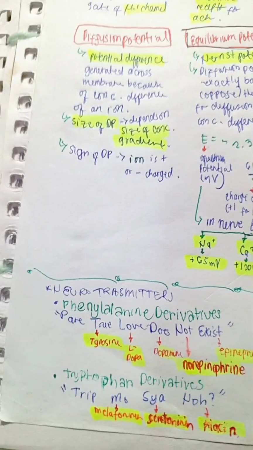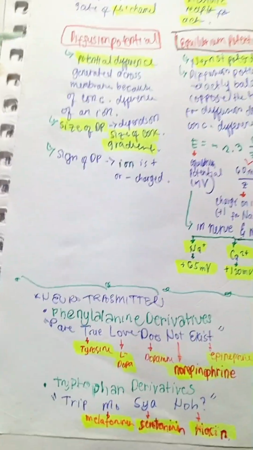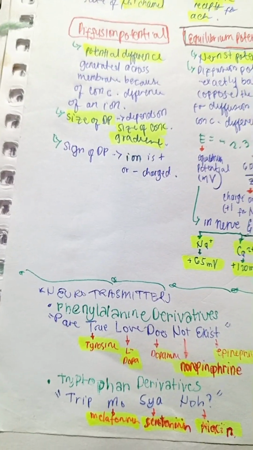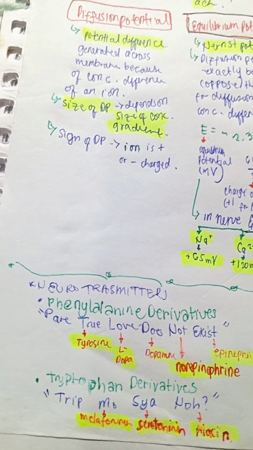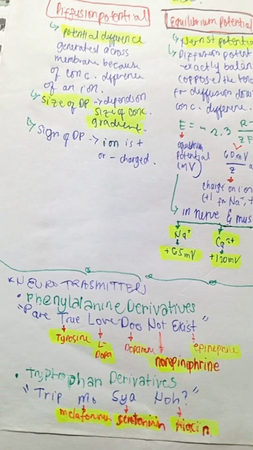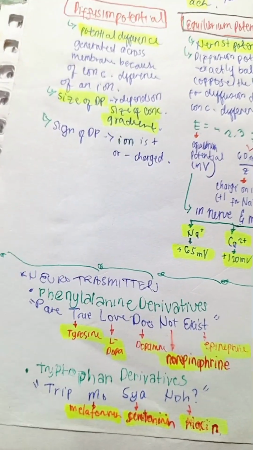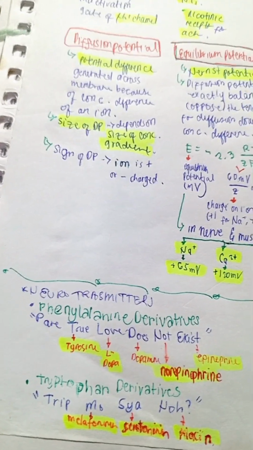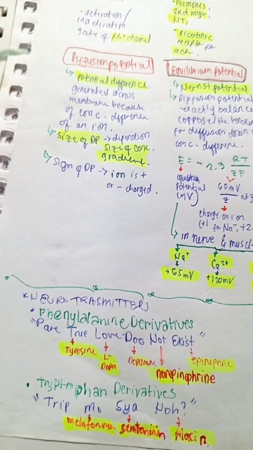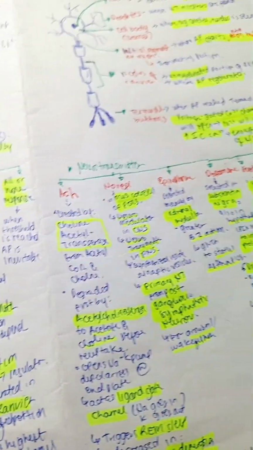Okay, so another trivia. Let's remember the phenylalanine derivatives and the tryptophan derivatives. Our mnemonic for the phenylalanine derivatives is "pare, true love does not exist." So tyrosine to L-dopa to dopamine to norepinephrine to epinephrine. So that's the phenylalanine derivatives. And for the tryptophan derivatives, we have tryptophan to serotonin to melatonin, and then niacin. So that's all for today.